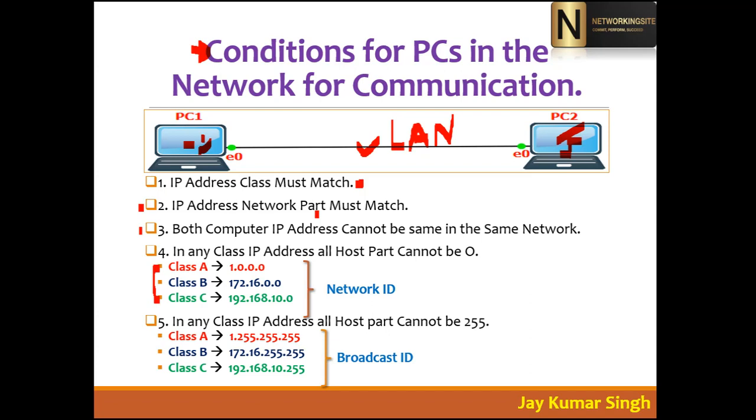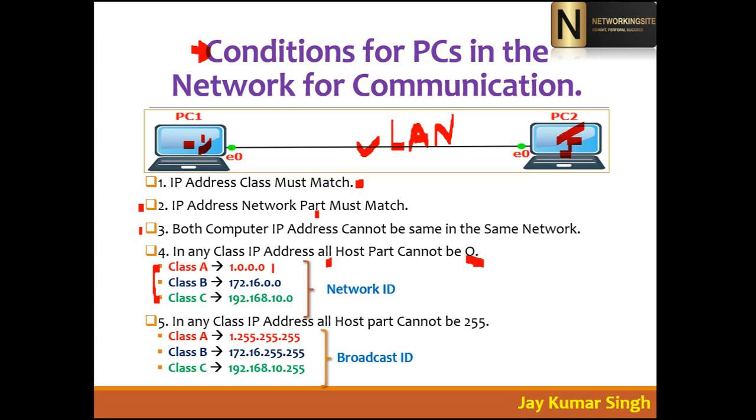Fourth condition: in any IP address class, all host part bits cannot be 0. So your IP cannot be 0.0.0.0, right? This is the condition to understand. Your host part is here. In class A, how many host parts are there? Yes, in class A we have 3 host parts, so your host part cannot be 0.0.0.